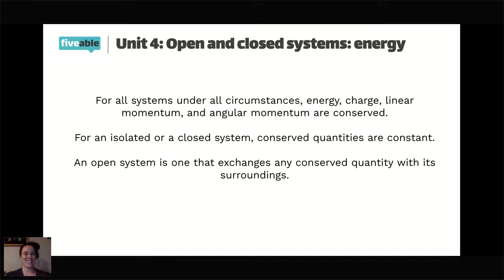You can go crazy. But yeah, an open system is one that exchanges a conserved quantity with its surroundings. With that same example, if the system is you on the stool with the bicycle wheel, that would be like if your friend comes over and pushes you. That is an external thing giving stuff to your system. So that is not going to be conserved. Well, it's still conserved, but it's not going to be constant anymore.